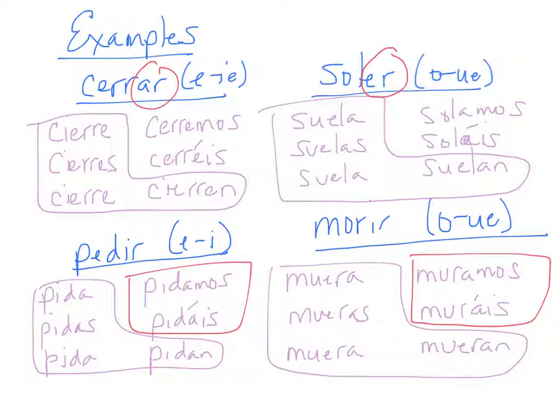Now, on the bottom, we have two IR verbs, so we have to pay extra careful attention to them. They're going to make two stem changes, one in the boot, one out of the boot. Pedir goes E to I, so in the boot, pida, pidas, pida, and then pidan. And outside of the boot, we're going to make a second stem change, and according to the chart, E to I still stays as E to I, so pidamos and pidáis. Morir, O to UE, in the boot, muera, mueras, muera, and mueran, but outside of the boot, a second stem change from O to U, muramos and muráis.